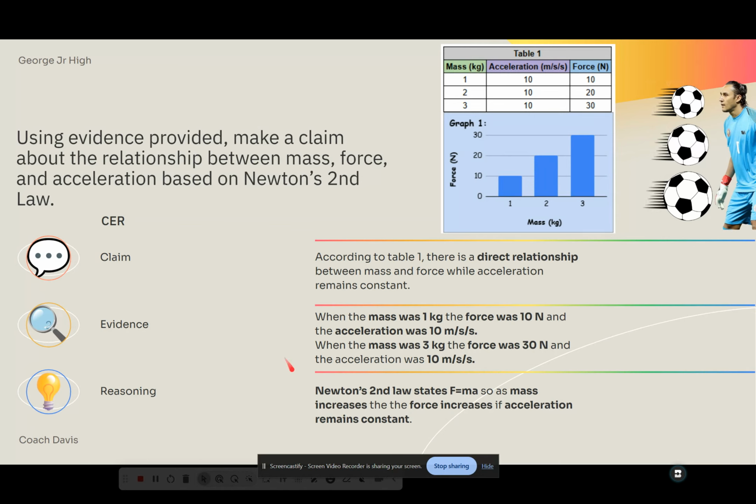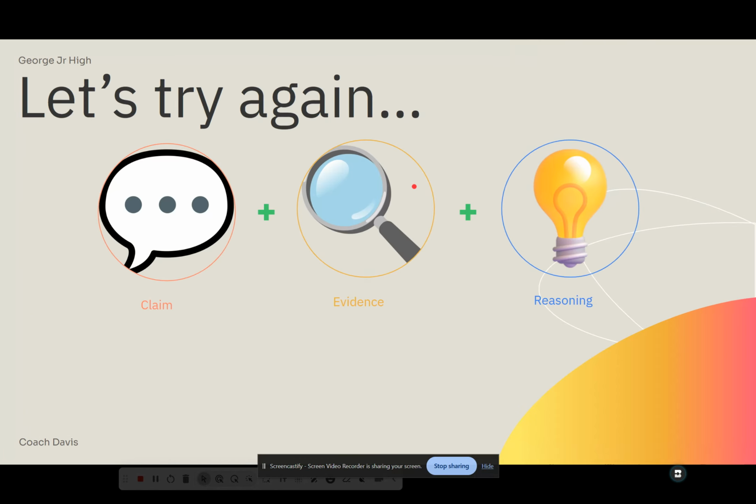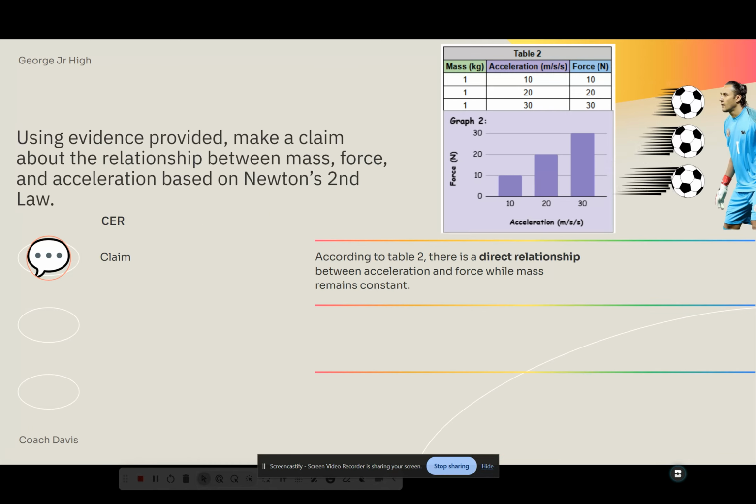Reasoning. Newton's second law. I said that because it's right here in the question. Newton's second law states that force equals mass times acceleration. So as the mass increases, the force increases if acceleration remains constant. There we go. That was the first one. So let's try that again, but a little faster.